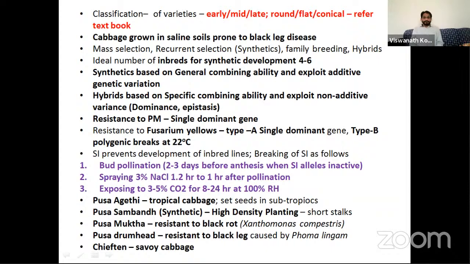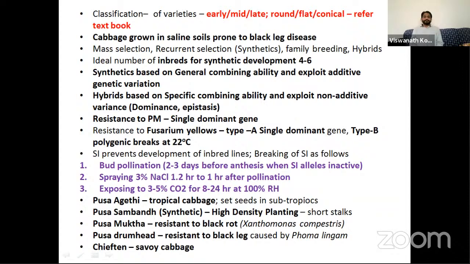So there are some important varieties like Pusa Agethi, a tropical cabbage that sets seeds in the subtropics. The tropical varieties do not require vernalization. They can set seeds in the plains. And Pusa Sambandh is a synthetic variety. It is suitable for high density planting because of the short stalk length.